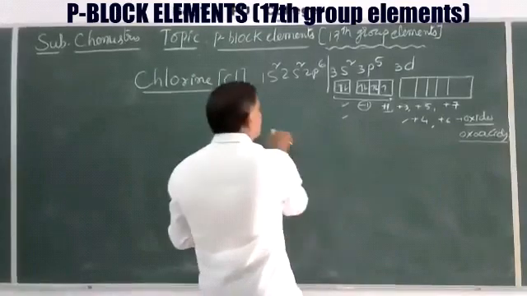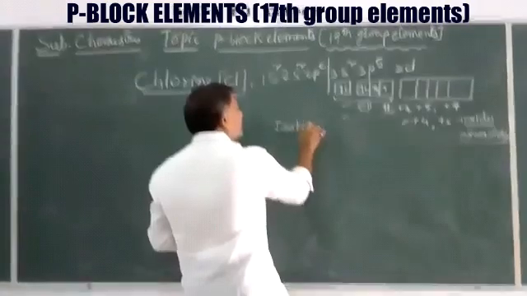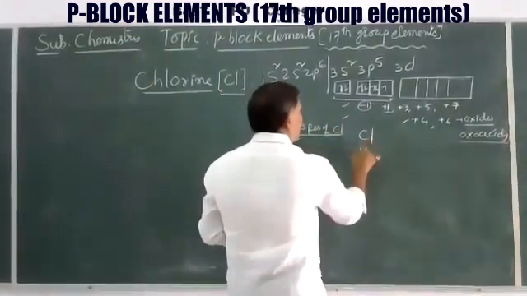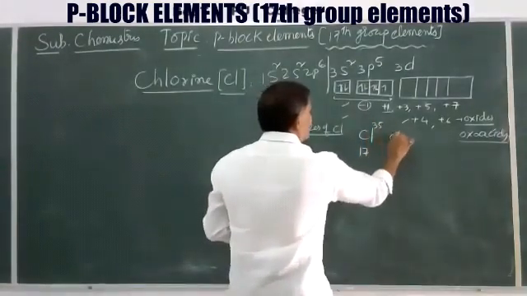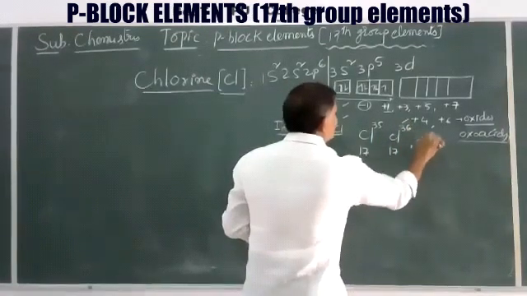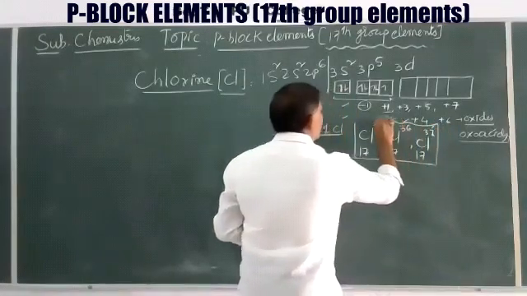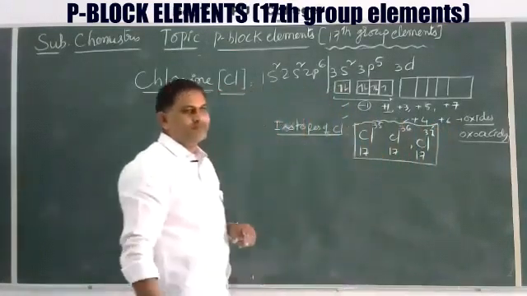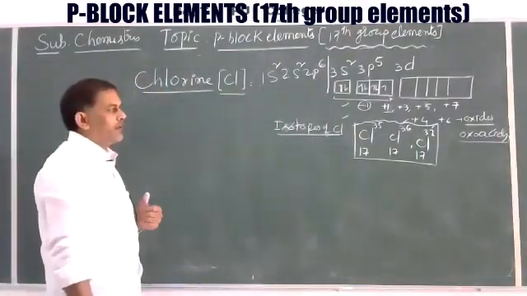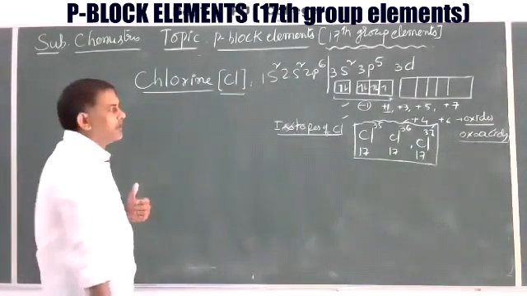In atmospheric air, chlorine has isotopic nature. The isotopes of chlorine are Cl-35, Cl-36 and Cl-37. Three important isotopic forms are present: chlorine 35, 36 and 37.